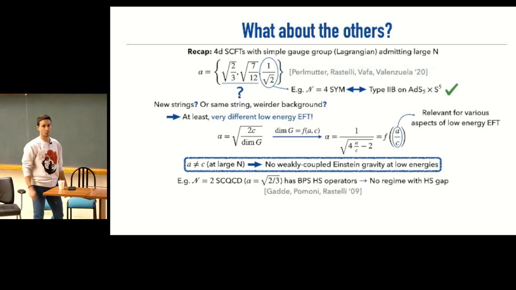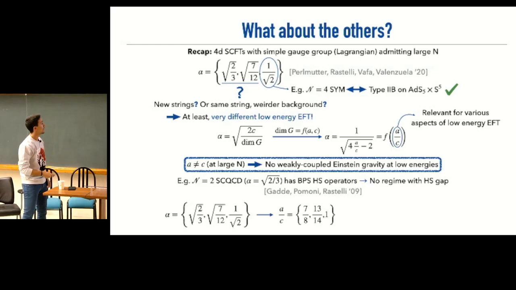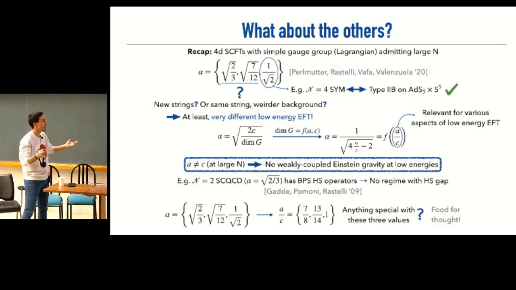So, for instance, a way of explaining this to yourself physically is that in this same question of superconformal QCD, which is this case, this sort of work demonstrated that there were higher spin operators. So this means, you can just check it, that there is no higher spin gap. That means that at any point in the moduli space, we have higher spin light fields, that completely break the Einstein gap. And then one can actually take this equation, use these three values that you have for A over C, because there are only three values. And then one can ask whether there is anything special about these values. I don't know, maybe yes, maybe no. So far, just food for thought.